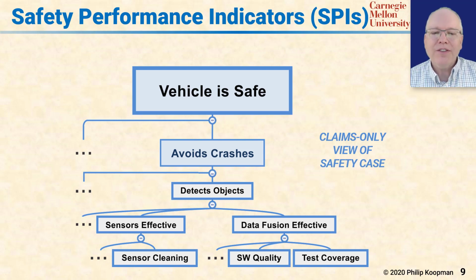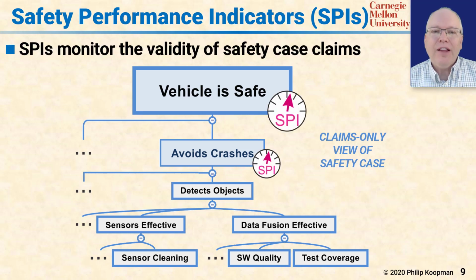And to be effective, our sensors need to actually be clean if they're an optical sensor, because if they're full of mud, they're not going to actually see anything. And for data fusion, it has a bunch of things to be effective, but also, by the way, the software actually has to be written properly, and we have to have good test coverage to confirm that. So this is an abbreviated version of a safety case from up at the vehicle level down to not only the subsystem level, but also the engineering process level, the maintenance level, the inspection level. All those things have to be there, because if you're missing one, then you're not safe.